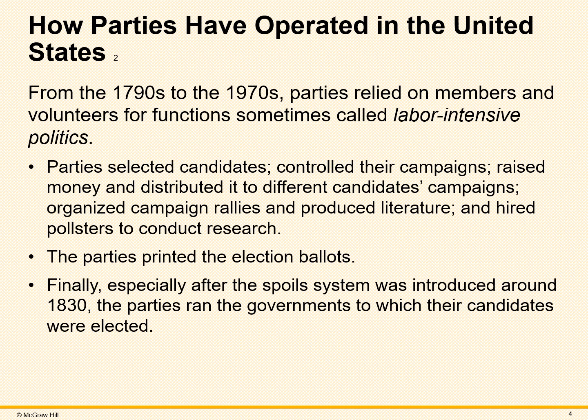How parties have operated in the United States. From the 1790s to the 1970s, parties relied on members and volunteers for functions sometimes called labor-intensive politics. Parties selected candidates, controlled their campaigns, raised money, and distributed it to different candidate campaigns, organized campaign rallies, produced literature, and hired pollsters to conduct research. The parties printed the election ballots. Finally, especially after the spoils system was introduced around 1830, the parties ran the governments to which their candidates were elected.